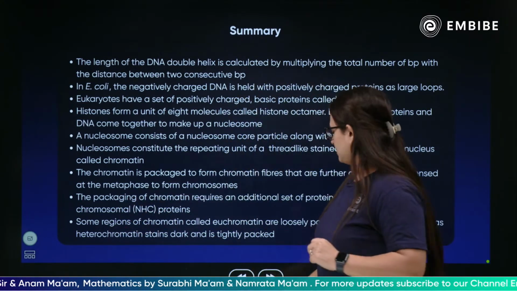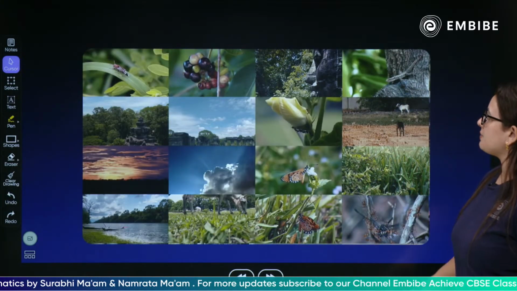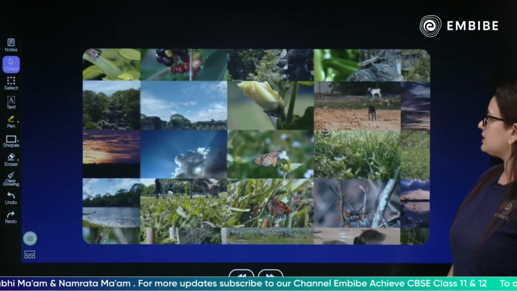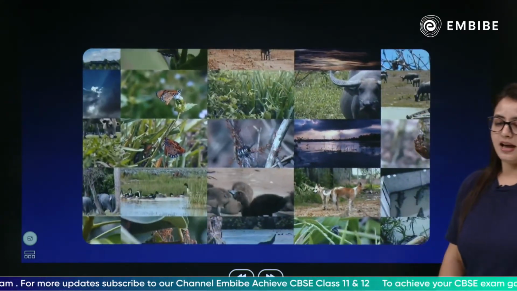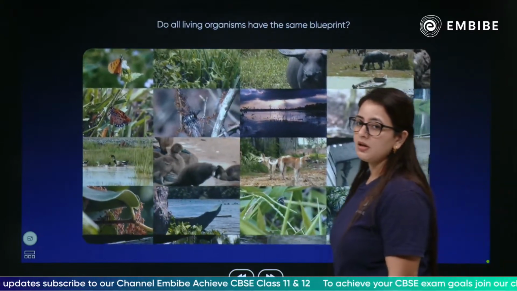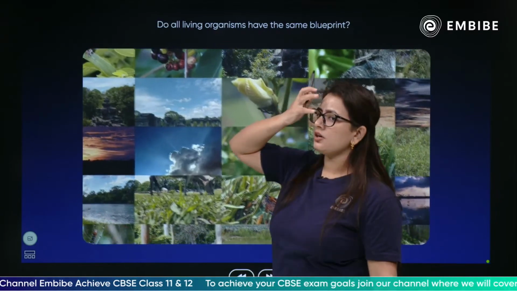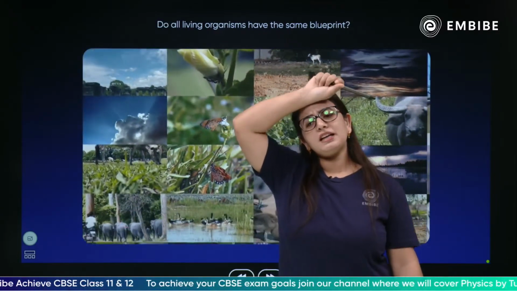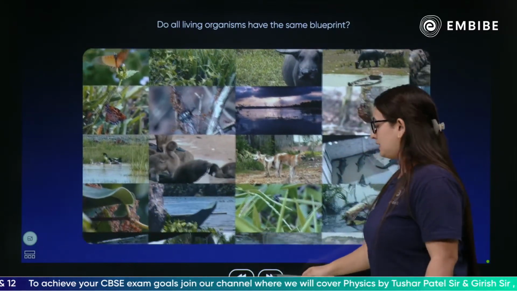But before you go children, a quick preview of something we're going to study next time. What is this? This is diversity, everything which is present in your ecosystem. So what do you think? Do all living organisms have the same blueprint? You would think that the genetic material of all the organisms is similar. No, we're going to discuss that in the next session.